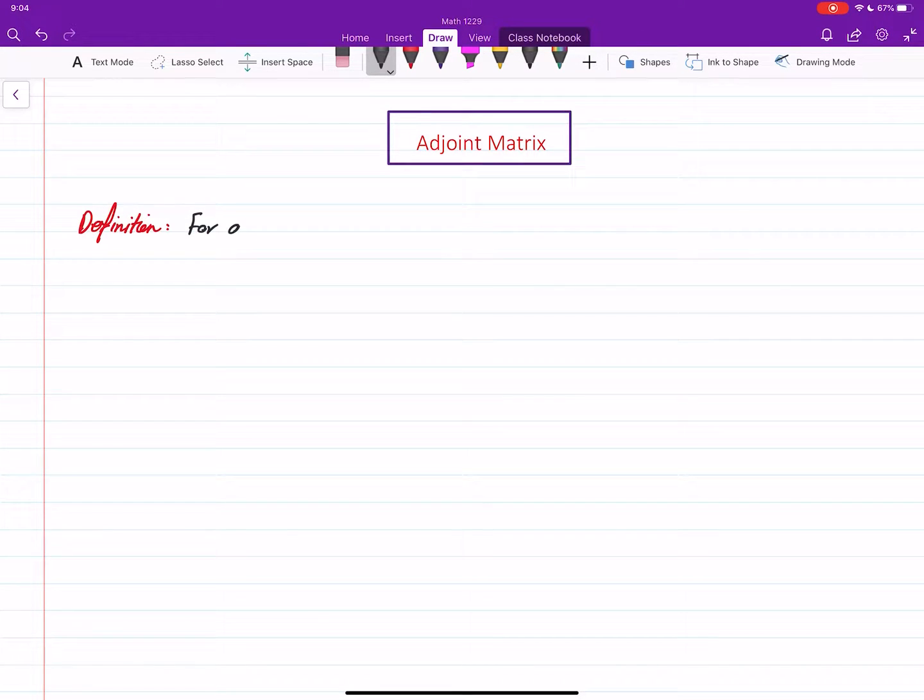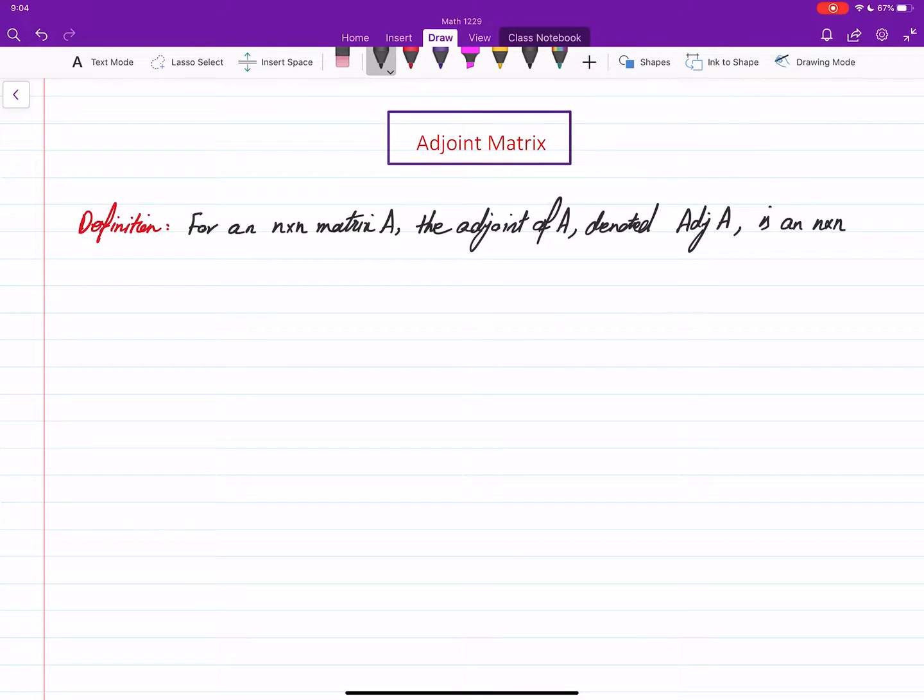For a square matrix, for an n by n matrix A, the adjoint, or sometimes called the classical adjoint of A, which we denote by, so we have a notation for that, ADJ, adjoint of A, is an n by n square matrix again, whose ij entry is the ji cofactor of A.